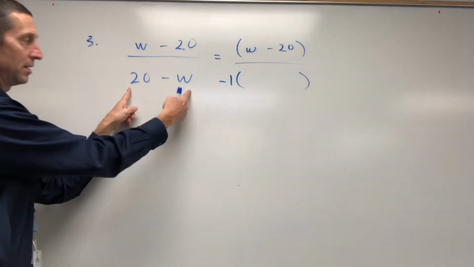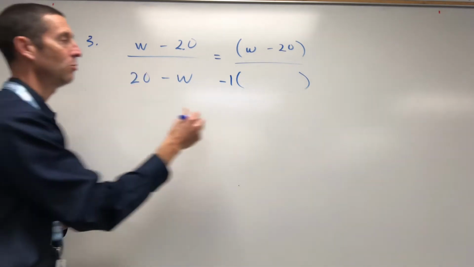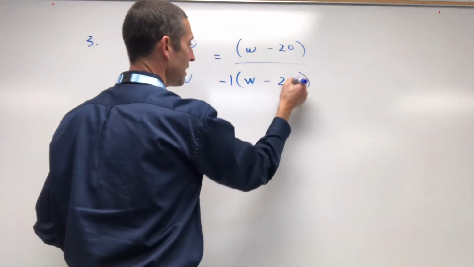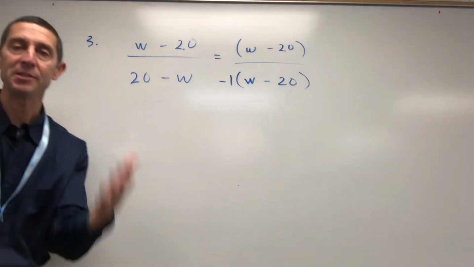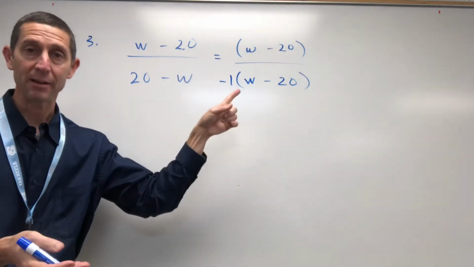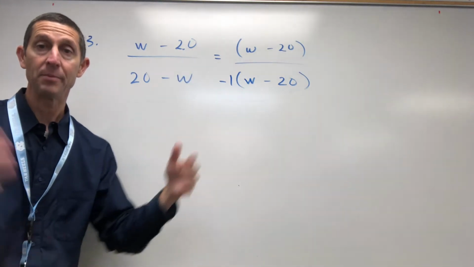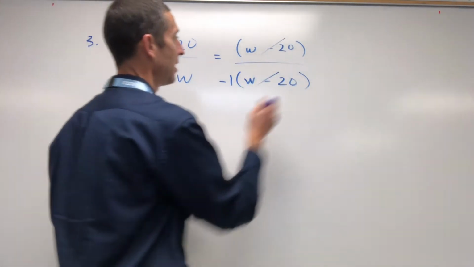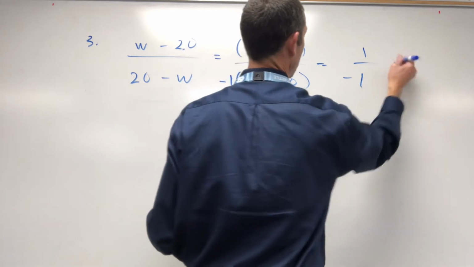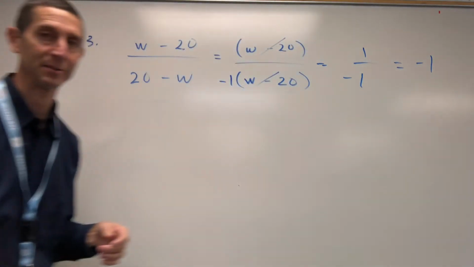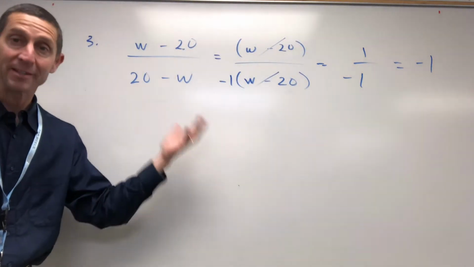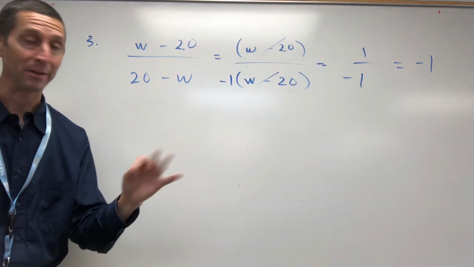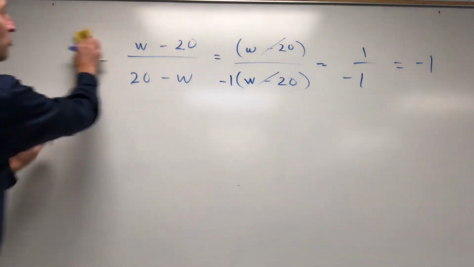Factor that out, it allows me to take the w and the 20, swap them places, and now I have the same group. It's exactly the same up top as it is on bottom. I can get them to cancel out. W minus 20, W minus 20, they cancel out. 1 over -1. -1 is an answer. Okay, we're getting the hang of the -1 move. There's 3 in a row. Let's try number 4.